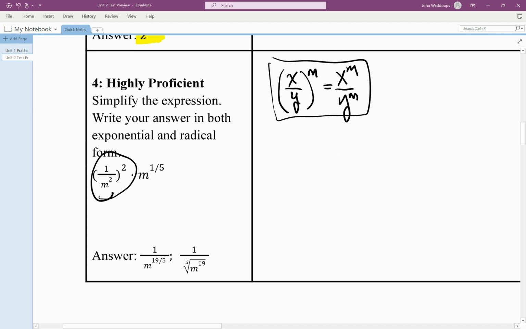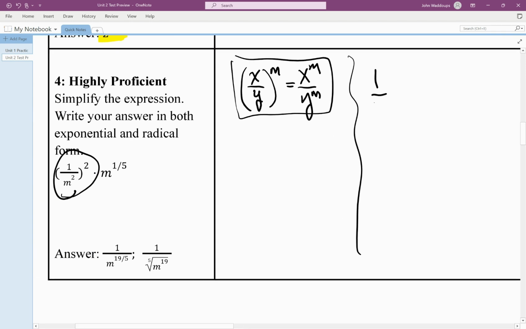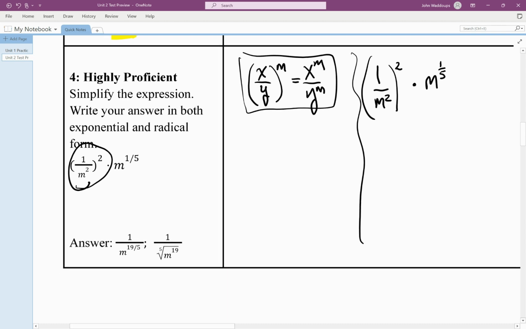And so here, let's write it right here: 1 over m squared raised to the power 2, and then I'm going to multiply that by m to the power of 1/5. So first off, this is 1 squared over m squared raised to the second power, and that's m to the fourth. All of this is multiplied by m to the 1/5.